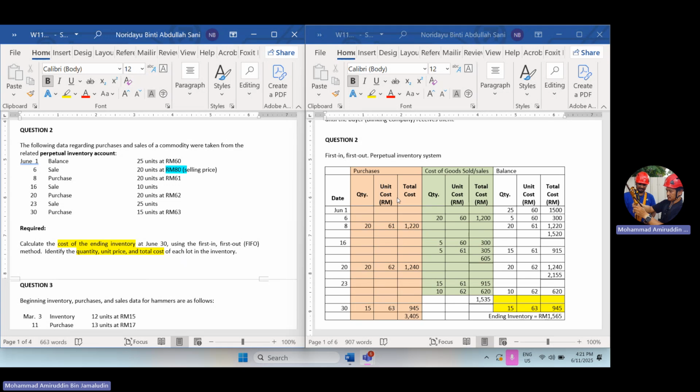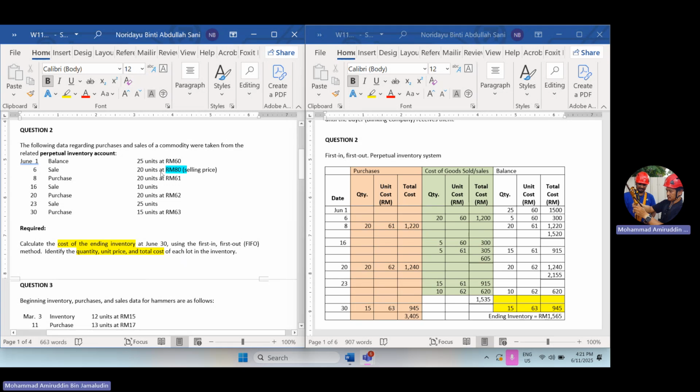So go for perpetual, it gives you the updated one. It's real time, we call it real time. If you use software, then with one click you can determine how many units are left. How much is the cost of our inventory or stock?